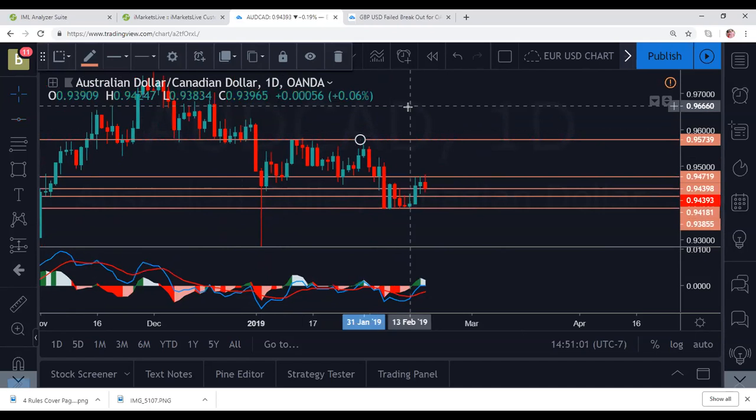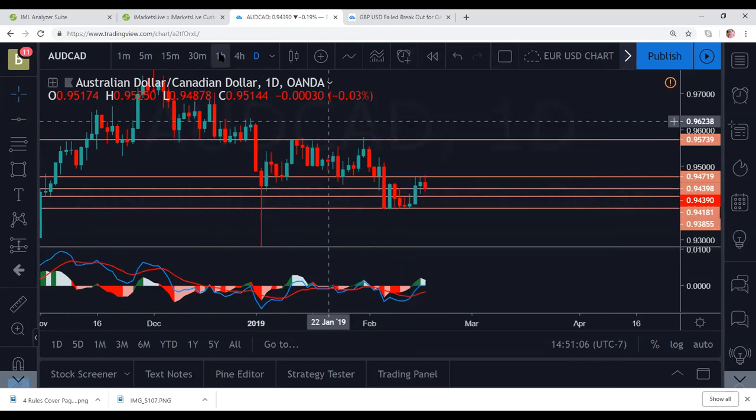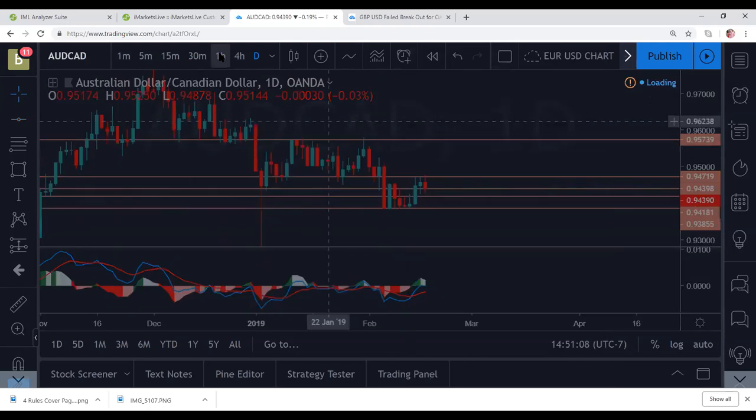You can also trade swing highs and swing lows. What I mean by that, for example, is that if I go down to the 1 hour time frame, I'm going to show you exactly how we approached AUD CAD.